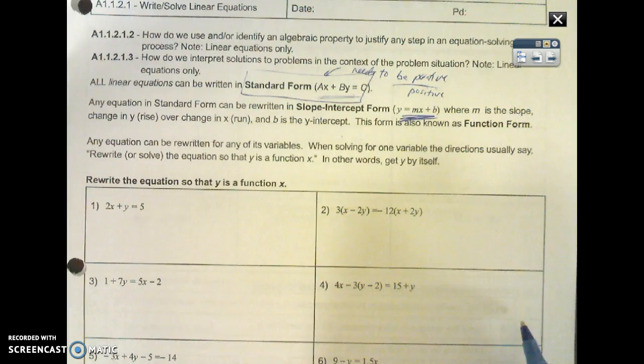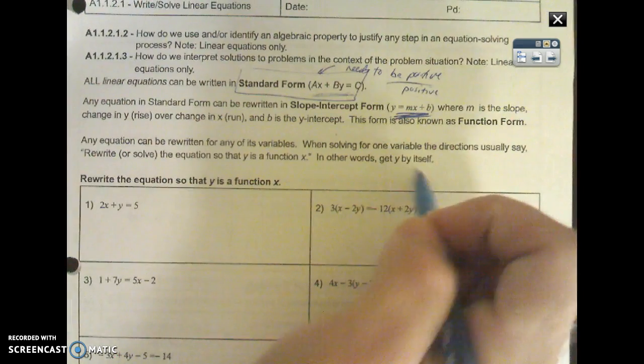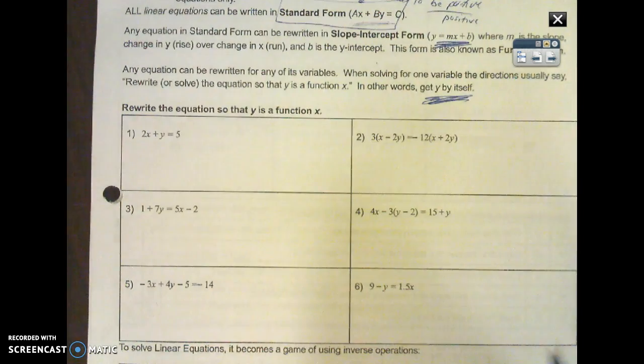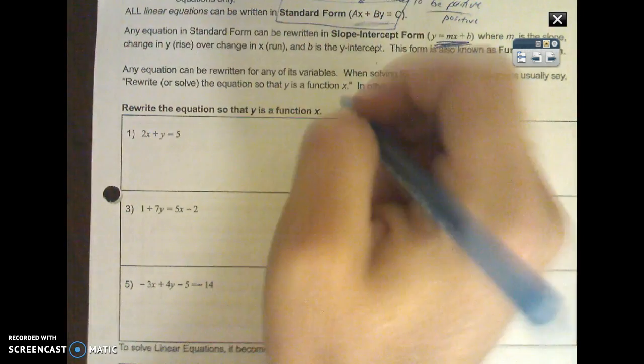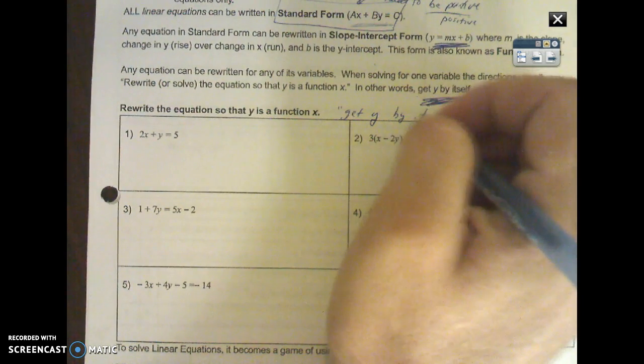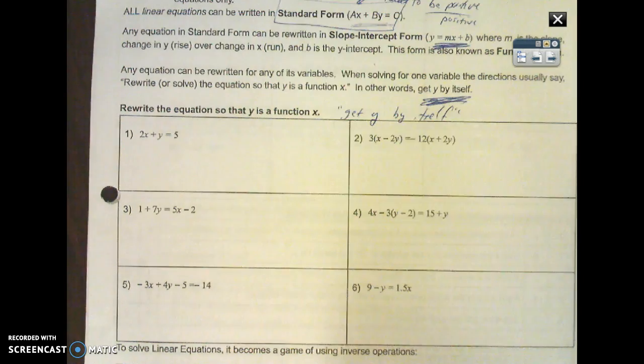When solving for one variable, the directions usually say rewrite or solve the equation so that y is a function of x. In other words, get y by itself. We're going to be doing this a lot. So rewrite the equation so that y is a function of x. Get y by itself.